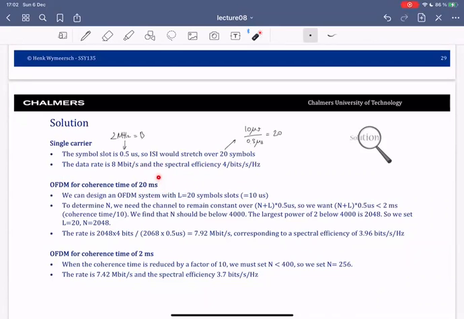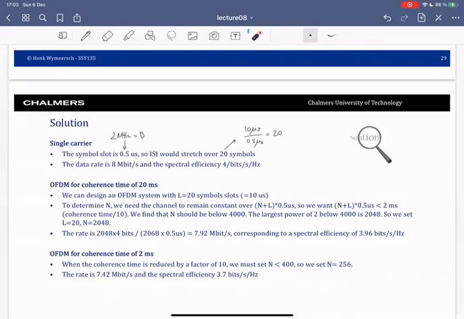If we use OFDM with a coherence time of 20 milliseconds, then, since we have 20 symbols of intersymbol interference, we should have a cyclic prefix of length 20, so of 10 microseconds. Now, to find N, the number of subcarriers, we need to make sure that the channel during the whole OFDM symbol duration is constant. So we're sending N plus L complex numbers. Each of them takes a duration of 0.5 microseconds, and this should be much less than 2 milliseconds. Here I choose 2 milliseconds because I interpret the coherence time as the time for the channel to decorrelate.